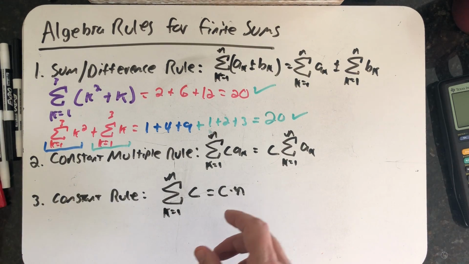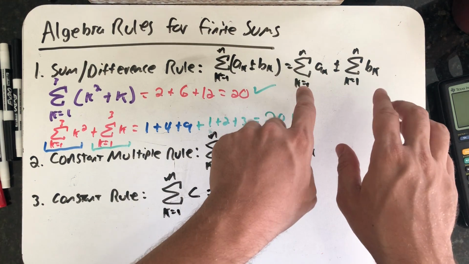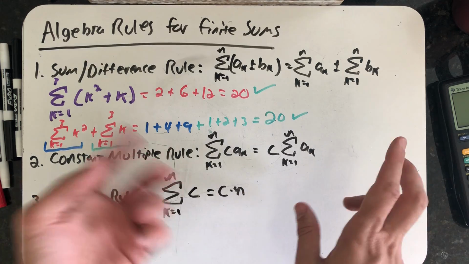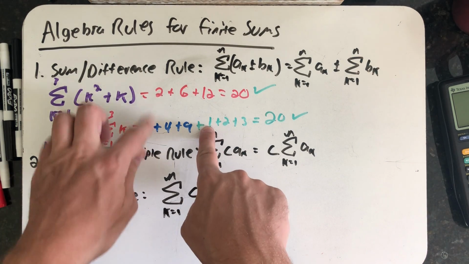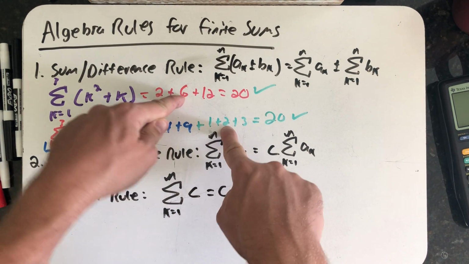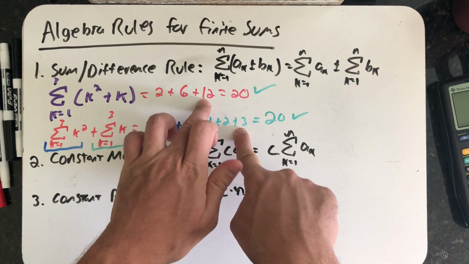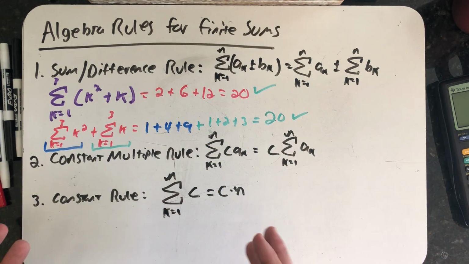And if I really think about it, all I'm doing is using the associative and commutative properties of arithmetic to rearrange these sums, because if I take 1 and 1, I get 2, 4 and 2 make 6, 9 and 3 make 12. All right, so the sum and difference rule seems to work.